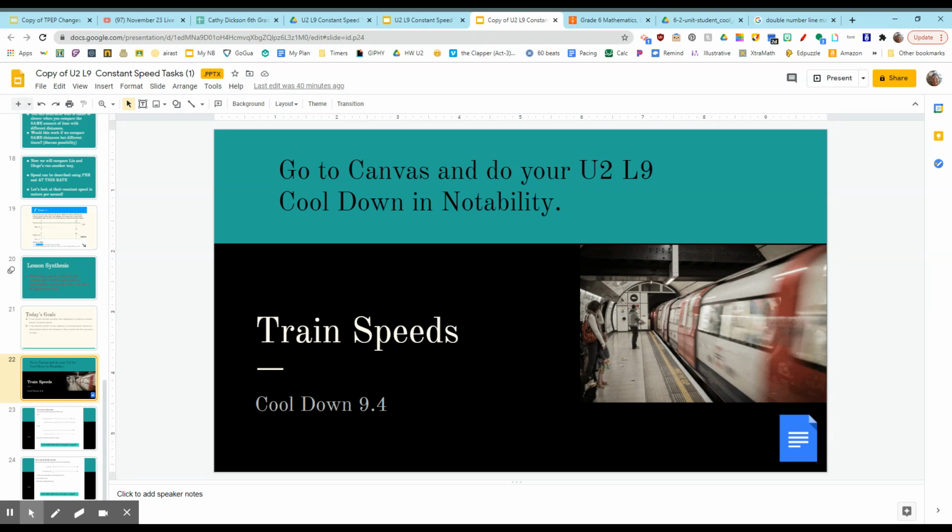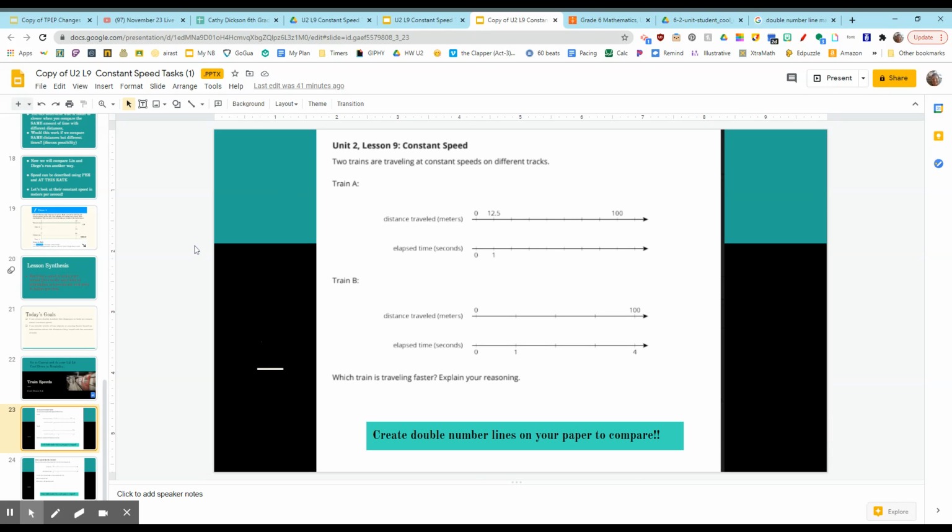Our cool down is about trains. I want you to do the cool down also on the double number lines. Two trains are traveling at constant speeds on two different tracks. So use your worksheet, double number line worksheet, to figure out these two problems. So you're trying to figure out, one, how far in 1 second for train B, and for train A, how many seconds for 100 meters.